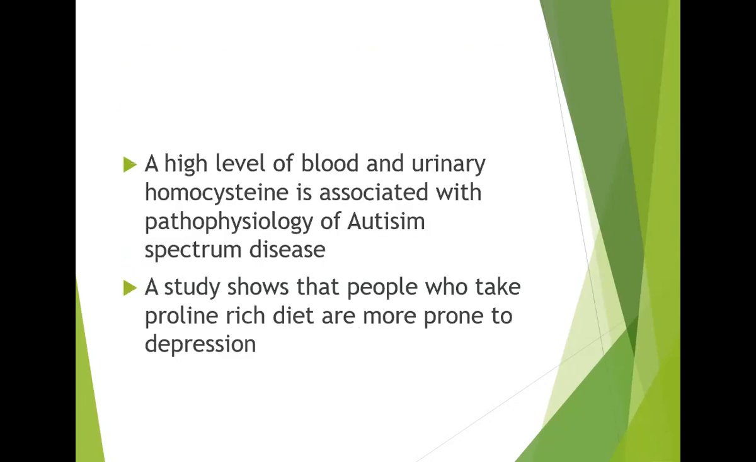A high level of blood and urinary homocysteine is associated with the pathophysiology of autism spectrum disease. A study shows that people who take a choline-rich diet are more prone to depression.